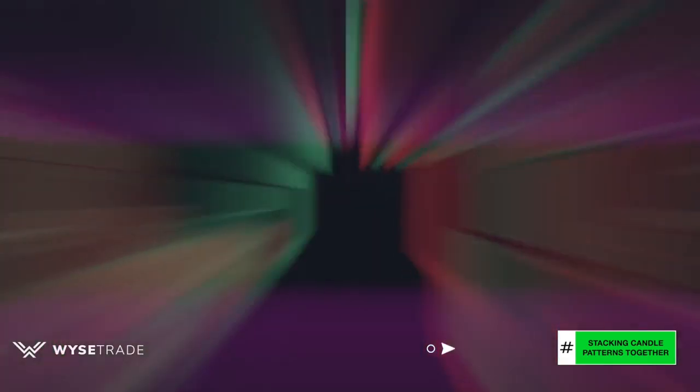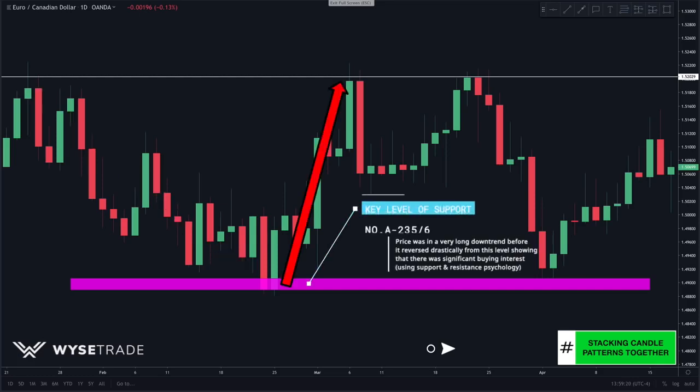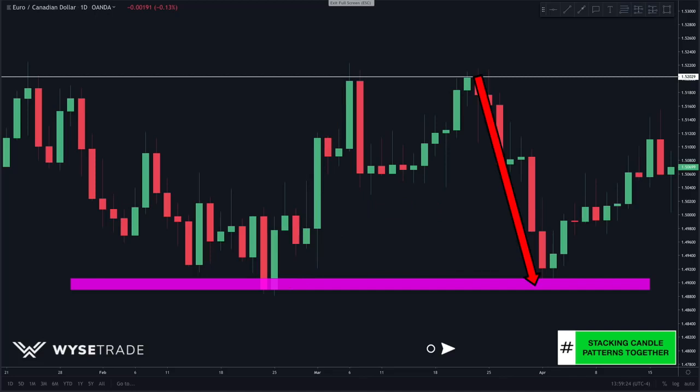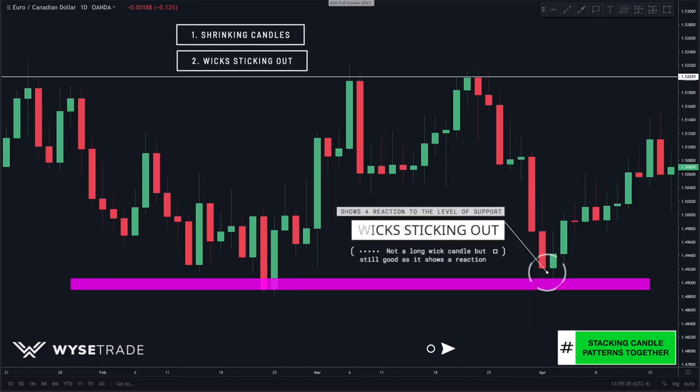So moving on. Here's the Euro CAD, and again we look left and notice that price was in a heavy downtrend before finally there was a significant reversal that occurred, which signals to us that this is a key level. Now, as price came back down to this level, what price action candlestick patterns did we have? First, we had momentum loss through shrinking candles, as we had a big candle, a smaller candle, and then an even smaller candle. Second, we had the wicks sticking out from both these candles, showing a reaction to this level.